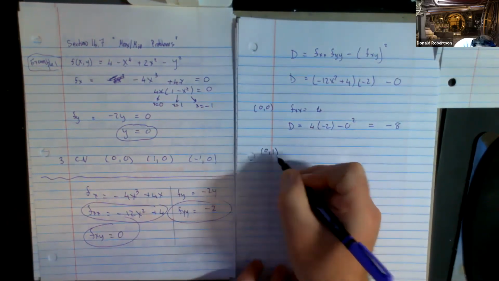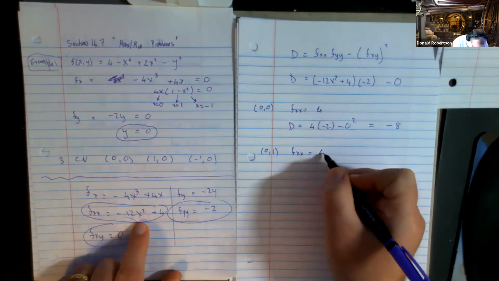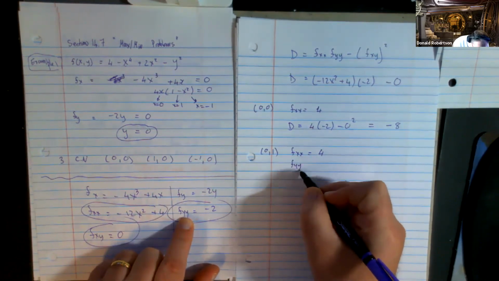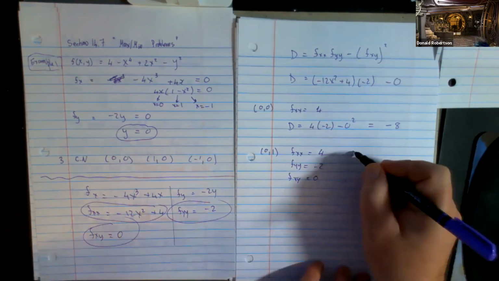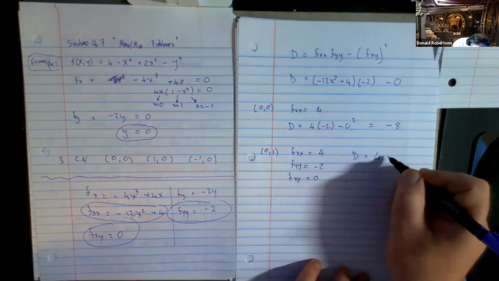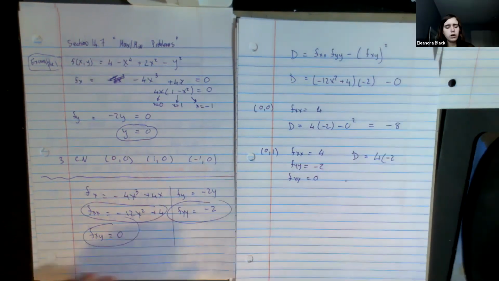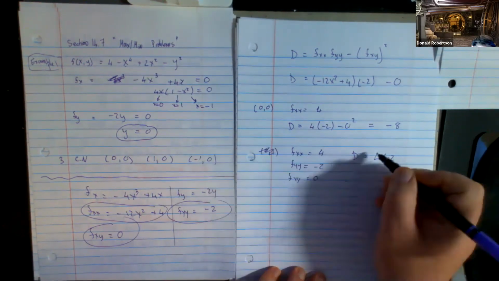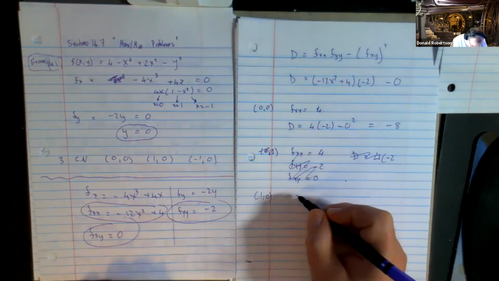At 0, 1, this guy is 4. This guy is -2. This guy is 0. So D is... Wait, shouldn't it be 1, 0? Shouldn't it be 1, 0? Yeah, I was wondering why I was getting the same answer. Right, let's try 1, 0.